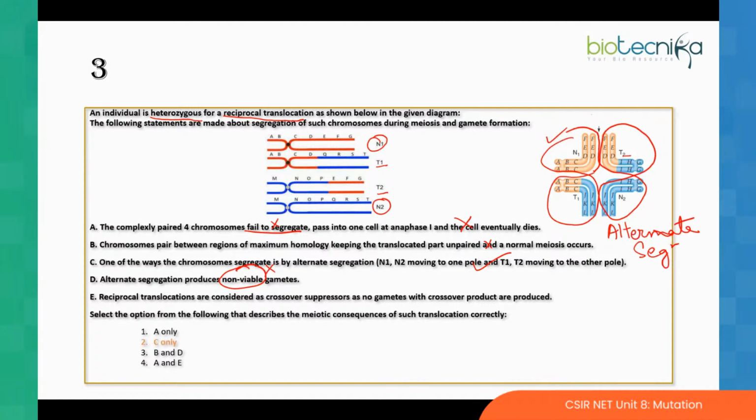E: Reciprocal translocations are considered as crossover suppressors as no gametes with crossover products are produced. Now, this is also incorrect, because here we are not considering crossing over. This is the simple segregation of the reciprocal translocated chromosomes. No crossing over is considered here. Inversions are called crossover suppressors, not translocations. So the answer will be only one statement is correct, that is option 2, which says C only.